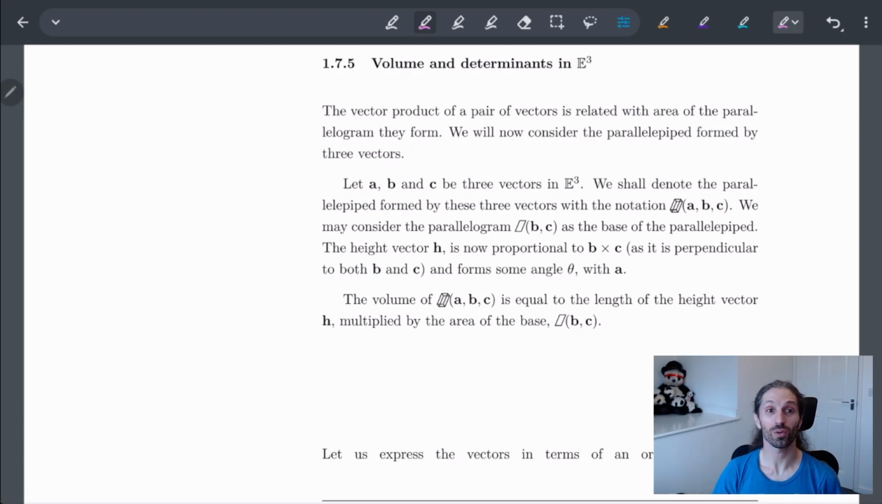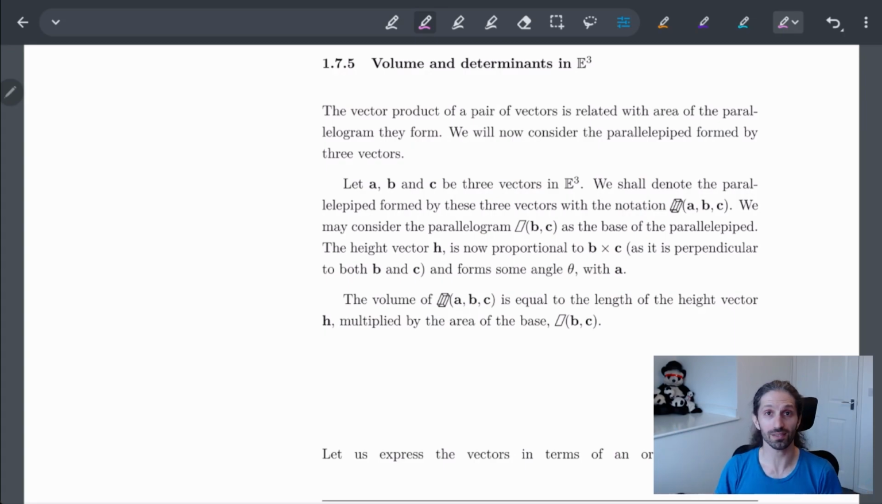Hiya. So in this video, we're going to be talking about volumes and how we can calculate them using determinants in 3 dimensions. This is very similar to the last video, but we're going to look at everything in 3 dimensions. So I'm going to go a little bit faster in the sense that all of the ideas and everything there are very similar.